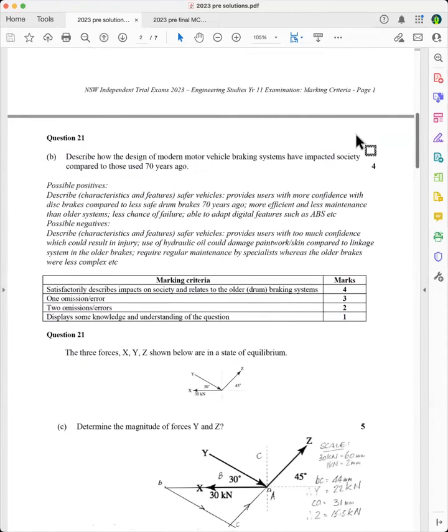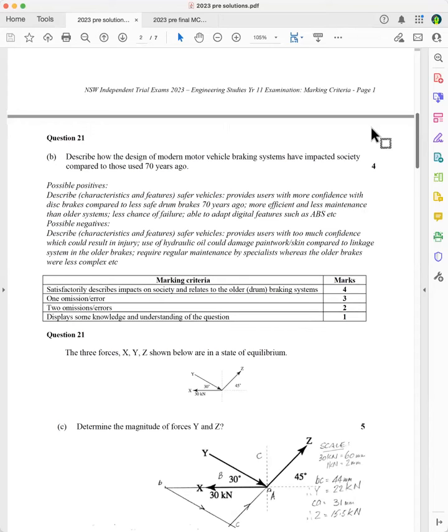Question 21, describe how the design of modern motor vehicle braking systems have impacted society compared to those used 70 years ago. You've got to describe, produce the characteristics and features. So safer vehicles isn't a description.